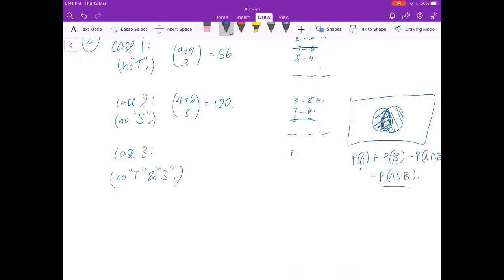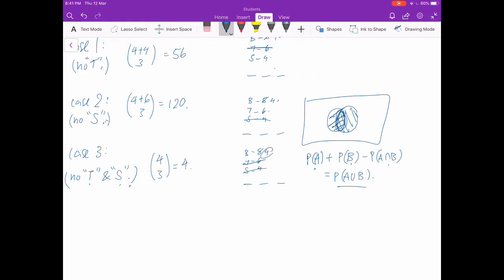Okay, last one. Strike 4 because of ND. No T and no S. Strike these both. And what do you realize? Okay, again, 3 slots. I have 4, just this one. Choose how many again? 3. Compute that to be 4.